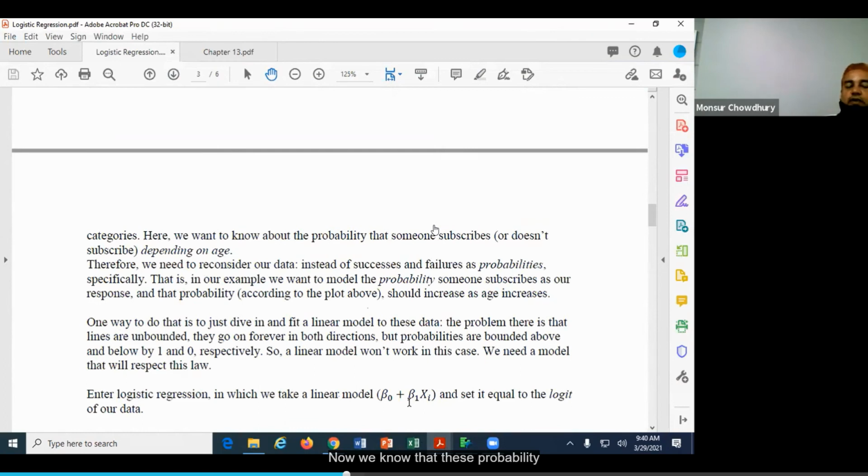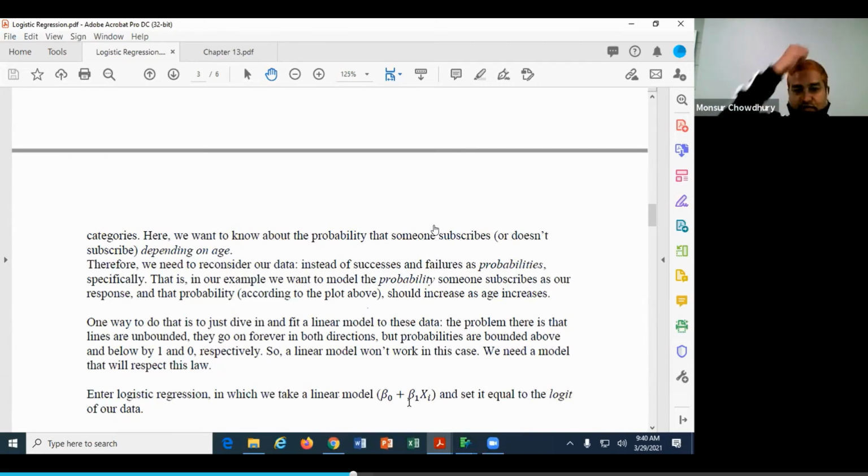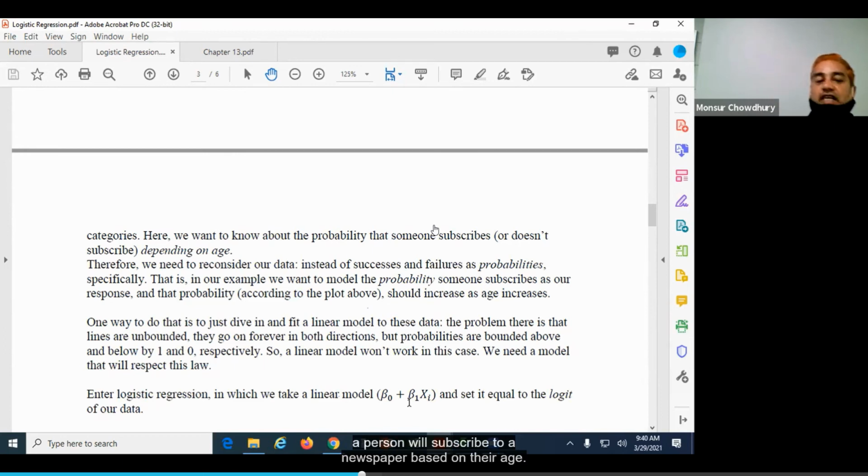Now we know that this probability that someone subscribes to a newspaper depends on their age. So here we want to know the probability that someone subscribes to a newspaper depending on their age. Now, in this model, we'd like to fit a model to know the chance that a person will subscribe to a newspaper depending on their age. So that means we'd like to predict whether a person will subscribe to a newspaper based on their age.